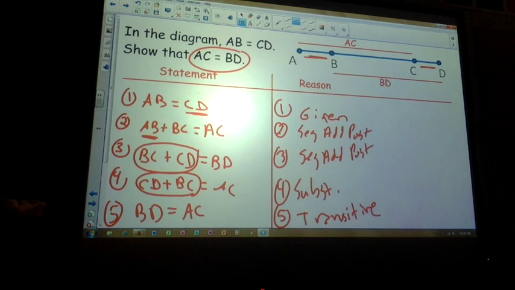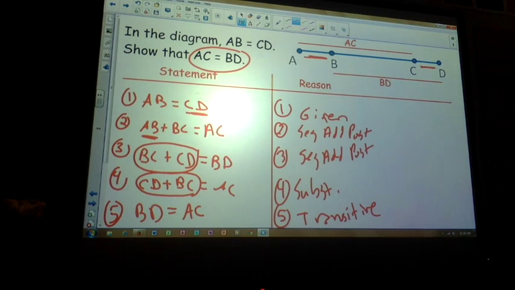Okay, substitution is like this. Let's say I have x equals 6. And then wherever I have an x throughout the rest of the problem, I can plug 6 in. Transitive is I have 3 things. I'm setting the first and the second equal to each other, the second and the third equal to each other, so the first and the third have to be equal to each other. Okay. That makes sense?